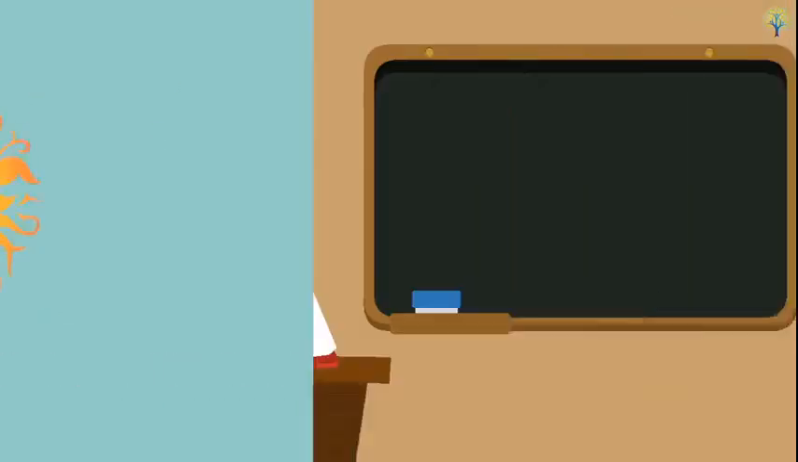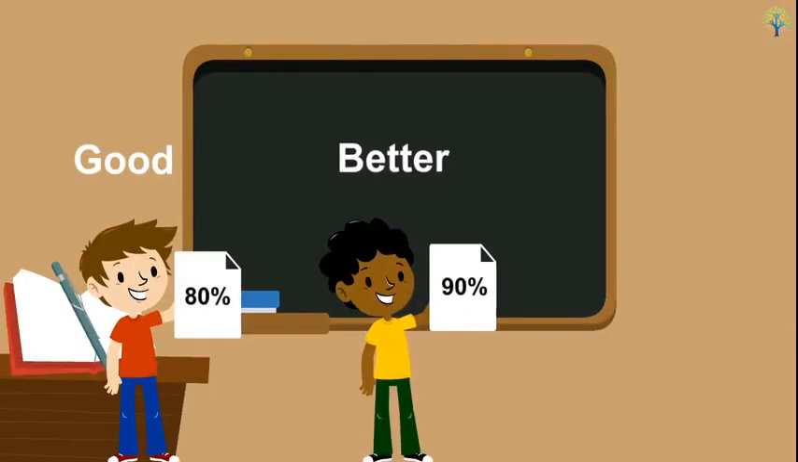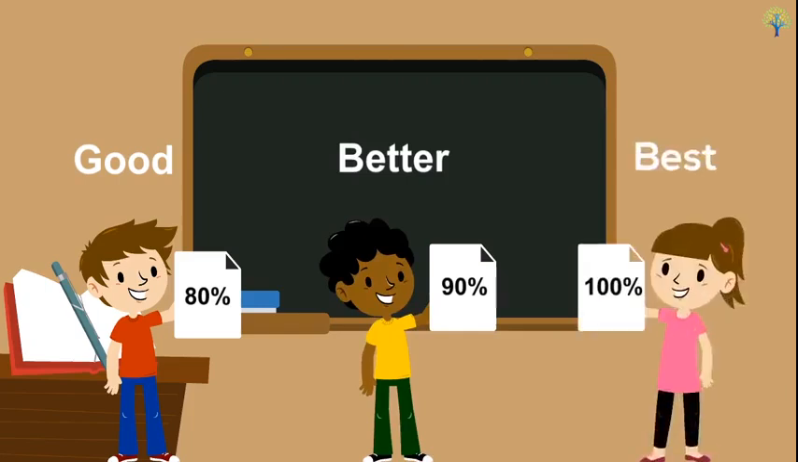Remember, not all words follow the rule. The comparative for good is better and the superlative is best. Now you know how to compare two and more nouns.